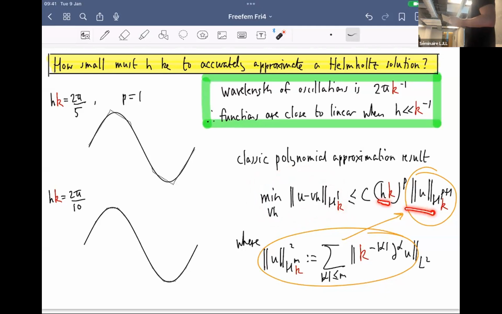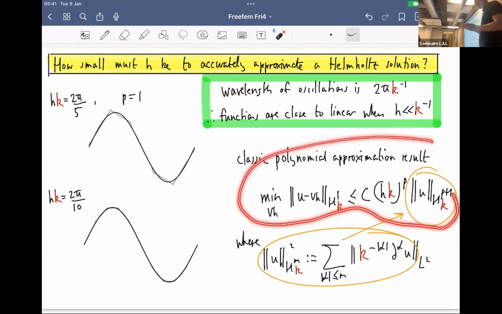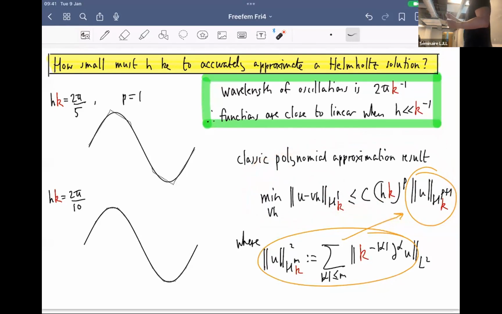all I've done here is convert that result to work in these k-weighted norms. So here this is the h1 norm weighted by k, and here this is the H^(p+1) norm where each derivative is weighted with a k inverse. I'm hoping that people in the audience who are familiar with this classic polynomial approximation result can believe it, or check on a little piece of paper, that this is the result when you work with these weighted norms.